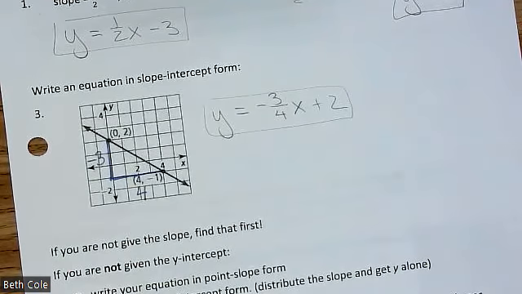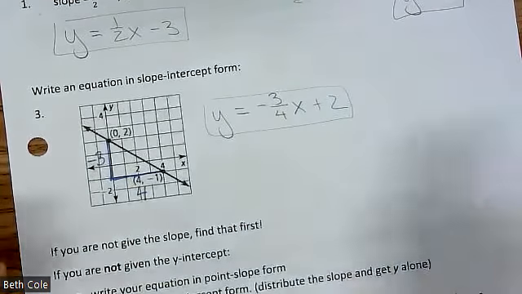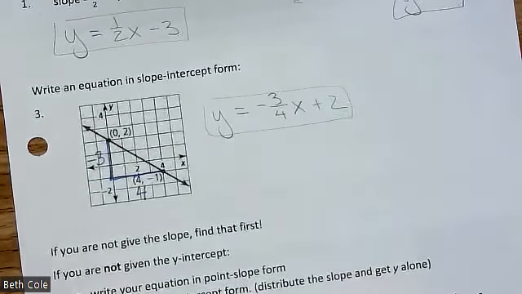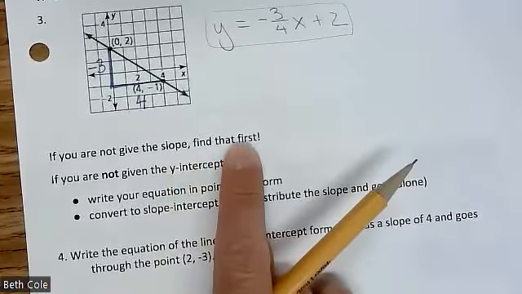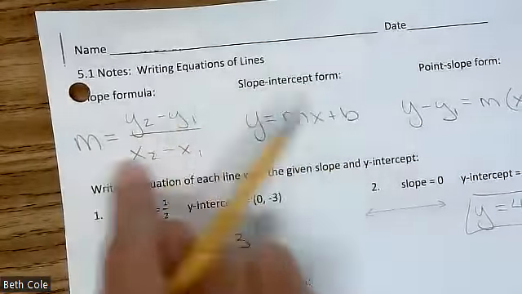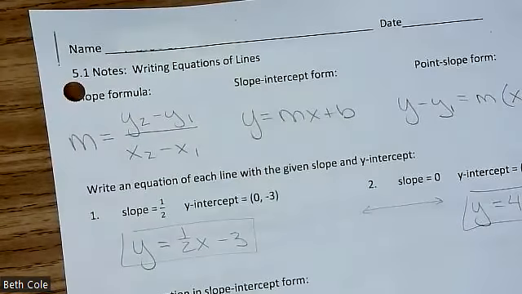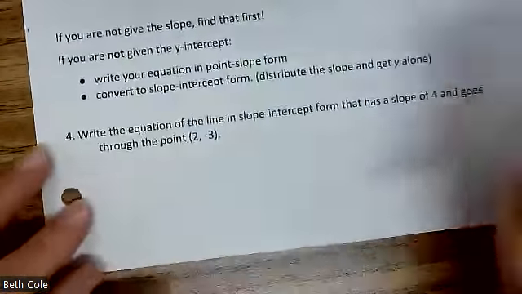Now, what if you don't have the slope and the y-intercept? If you have them, it's great. You pretty much just write the answer. Those are easy peasy. You just put everything in the right place. If you don't have the slope, find that first. And you would use this formula right here. So if you don't have the slope, you have to get that. You can't write a line without a slope.